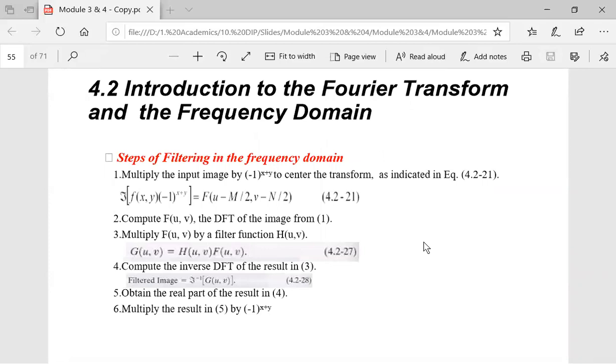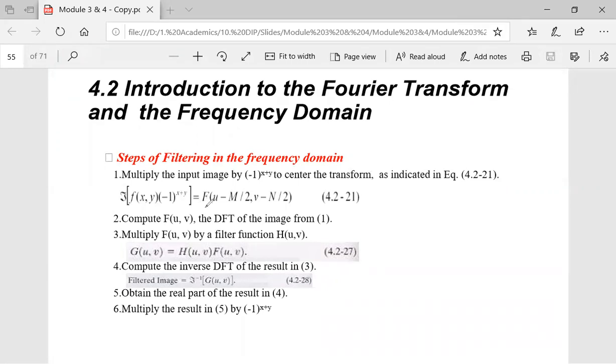Now, the steps of filtering in the frequency domain: we have got 6 steps. So let us see it step by step. First, multiply the input image by -1 to the power of x plus y. In the spatial domain we were multiplying the mask by 1/9 or 1/16 to get the averaging mask or averaging filter or low pass filter. But here what we are doing is multiplying with -1 to the power of x plus y to center the transform. You may ask why. The answer is to center the transform, and the equation is given by f of x comma y into -1 to the power of x plus y.